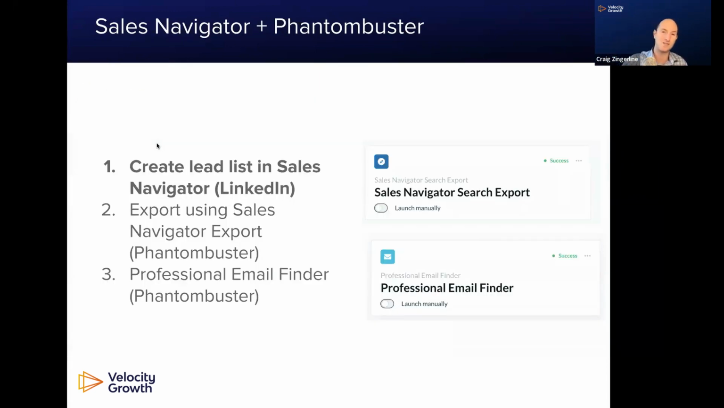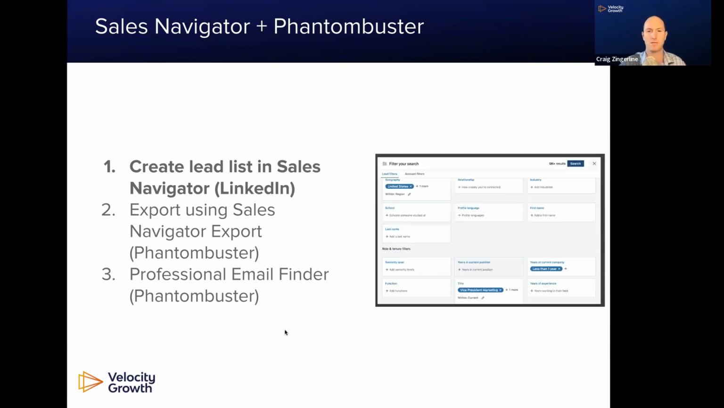If you want to use Sales Navigator plus Phantom Buster, you have to pay for Sales Navigator and you need to pay for Phantom Buster. They're not super expensive. You'll create a lead list in Sales Navigator on LinkedIn, then export that list, and then use the email finder built within Phantom Buster to get you the results.